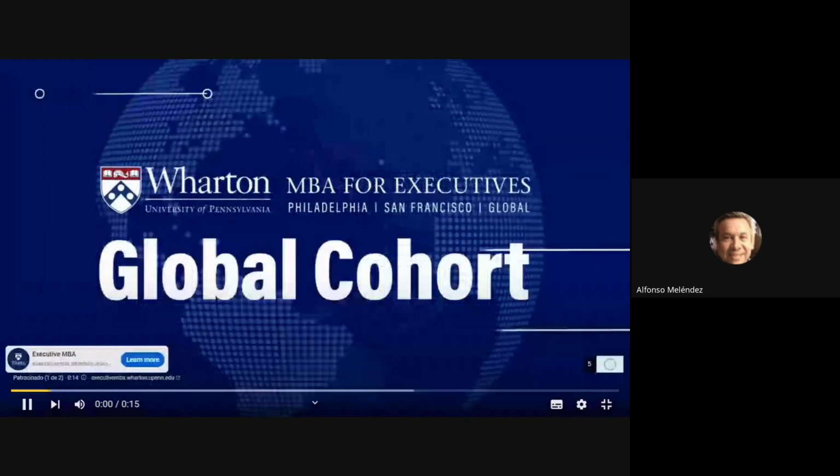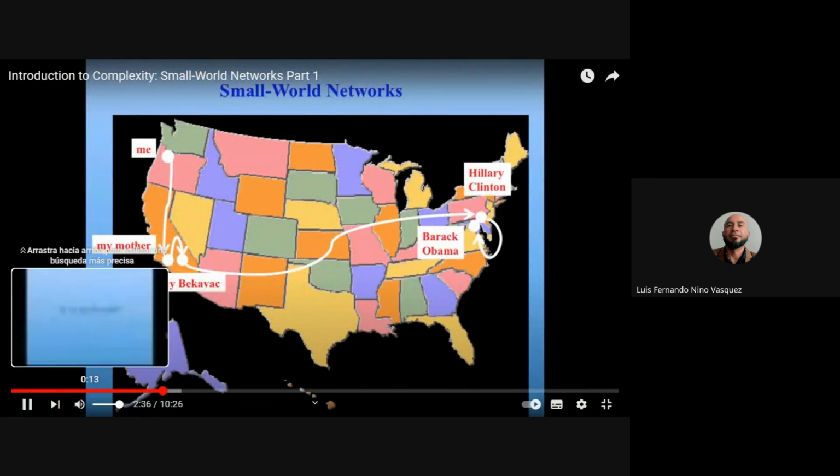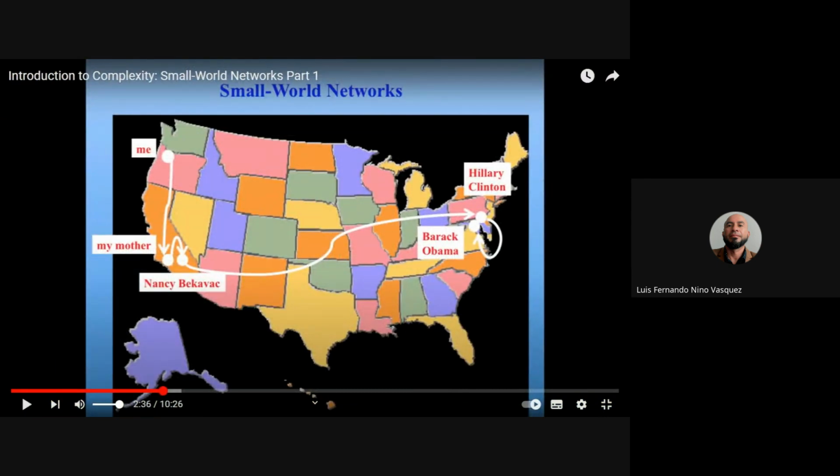The global cohort in Wharton's MBA. Very nice, indeed. Clear? Shorter path. So it's a small world.